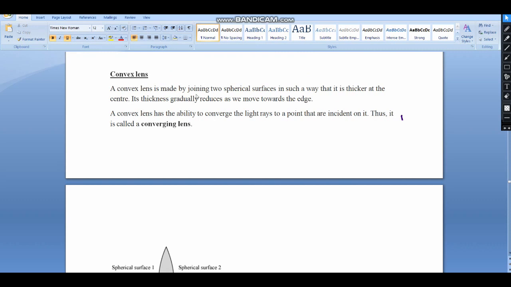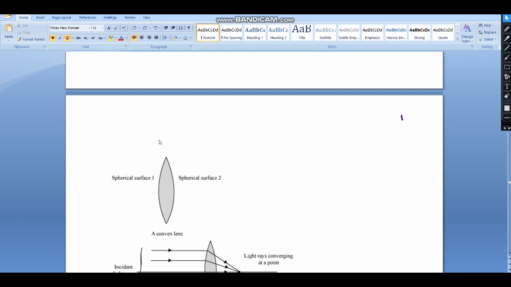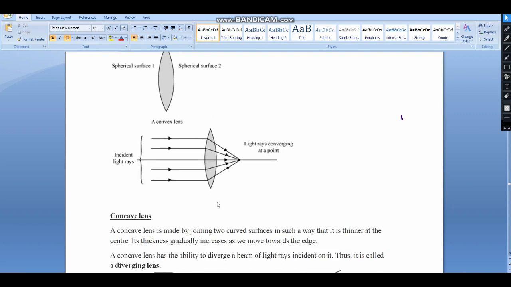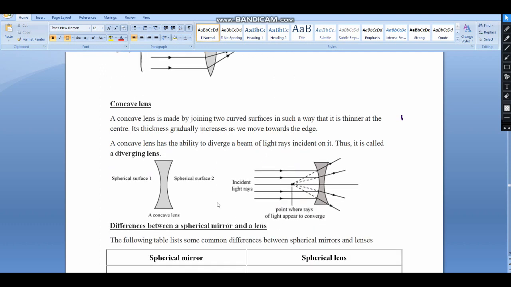A convex lens is made by joining two spherical surfaces in such a way that it is thicker at the center and the thickness gradually reduces as we move towards the edges. It is also known as the converging lens, because when light rays strike this lens, all these light rays converge at a point. Next we will discuss the concave lens.